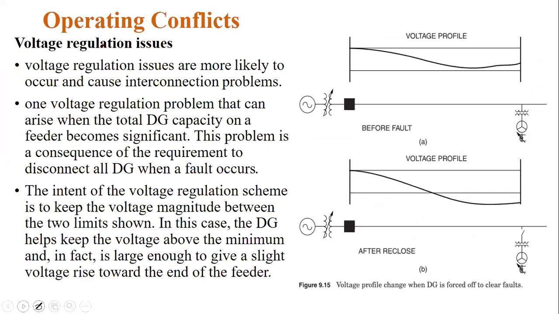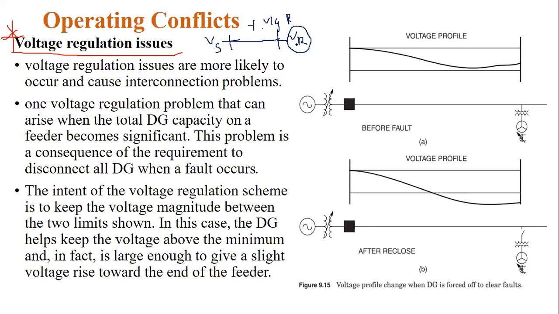Then you can see the most important one. Next, voltage regulation issues. You can see this side. Voltage regulation. You know what voltage regulation is? This is the sending end voltage, and this is the receiving end voltage. The difference between these two indicates the voltage regulation, the percentage voltage regulation.